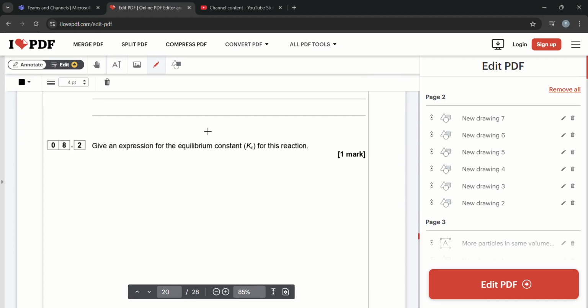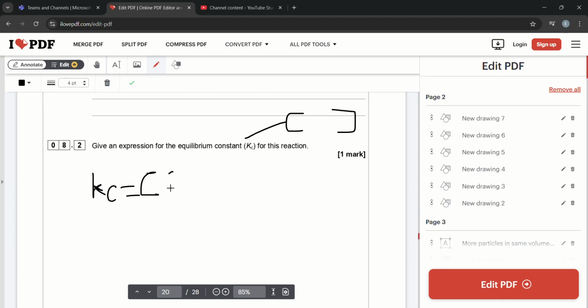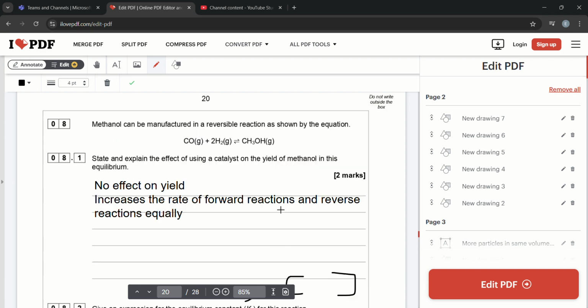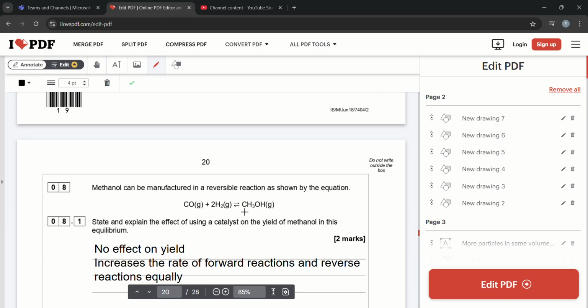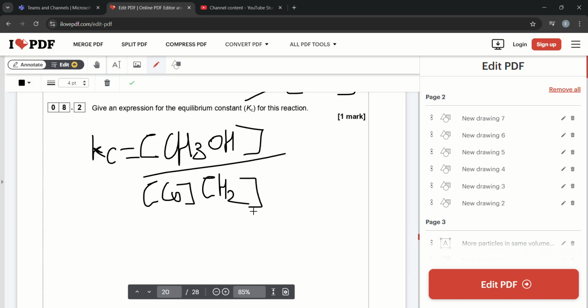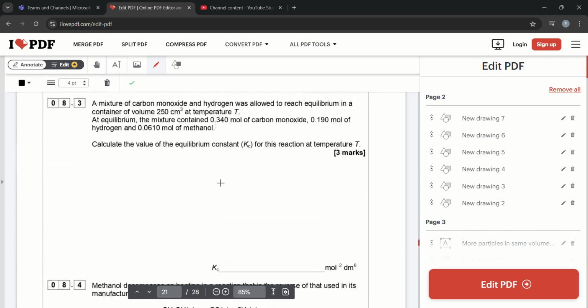Give an expression for the equilibrium constant Kc. Remember, Kc equals square brackets of products over reactants: CH3OH over CO and H2, and because there's 2 moles of it, it's going to be squared. Kc equals [CH3OH] over [CO][H2] squared.